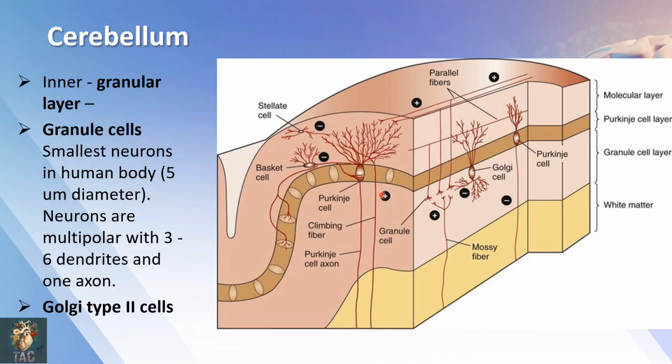The inner layer is the granular layer. This inner granular layer again has two types of cells: one is the granule cell and the other is the Golgi cell. The granule cell is the smallest neuron present in the body, with a diameter of about 5 micrometers. These neurons are multipolar with 3 to 6 dendrites, and the other type of cell present here is the Golgi type 2 cell.